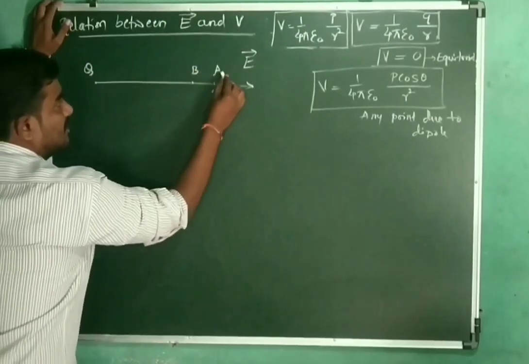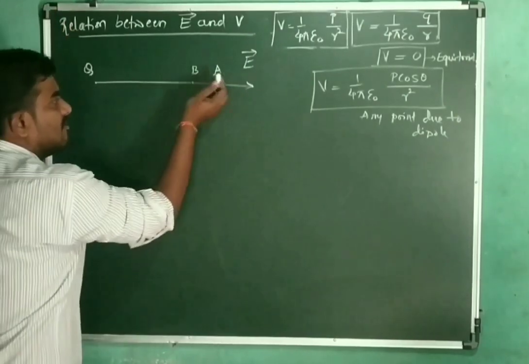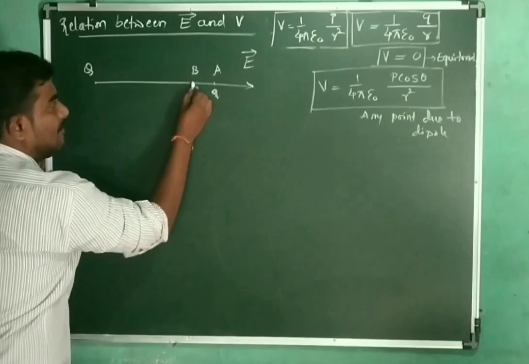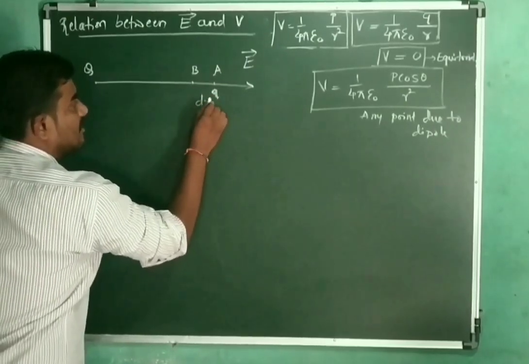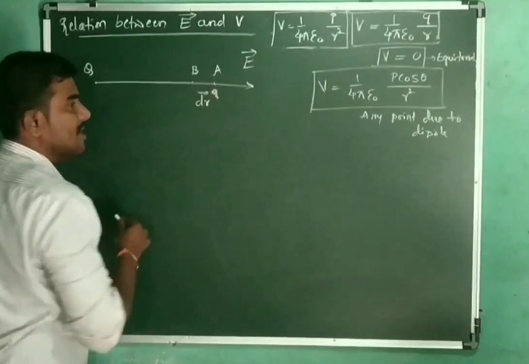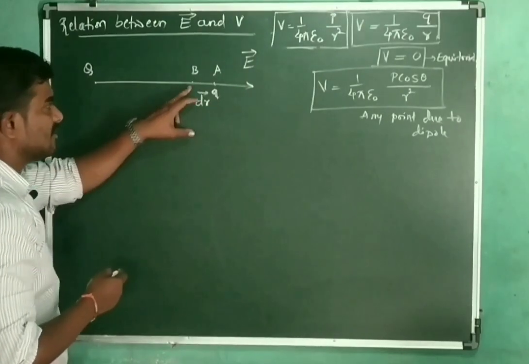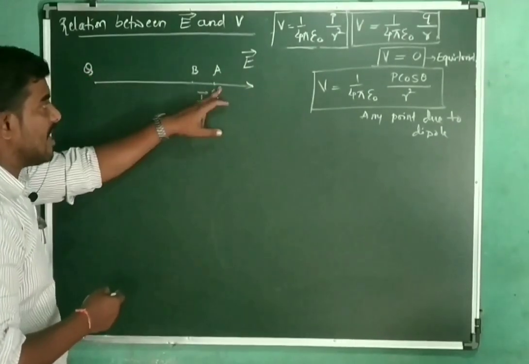See, this distance AB is a very small distance. These 2 points are very close to each other. The distance between them is negligible. Then and only then can I treat the electric field intensity between A and B as uniform. This is a very small distance and this charge has been displaced from A to B.